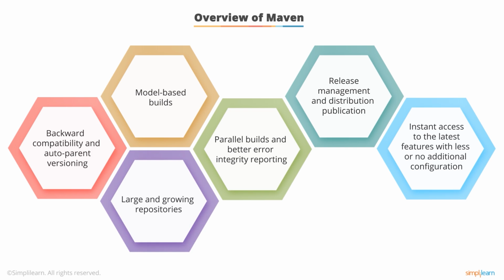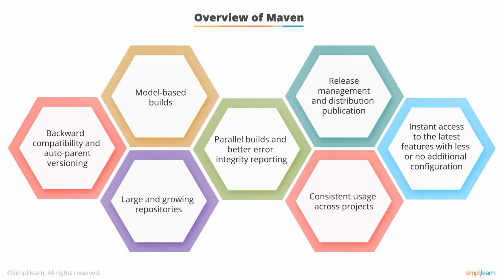Number 6, large and growing repositories. There is a complete ecosystem of Maven artifact repositories that make it so you have access to popular components automatically. The Maven repository, found at https://mavenrepository.com, is a popular one. Also, a company can set up its own private repository.